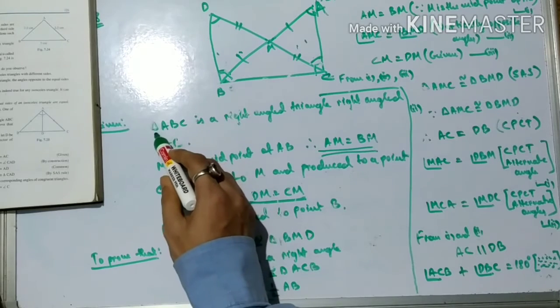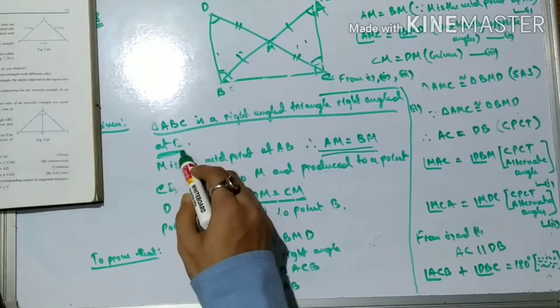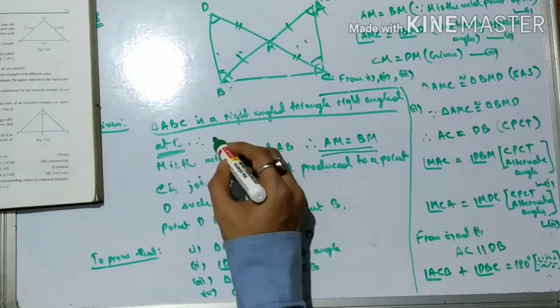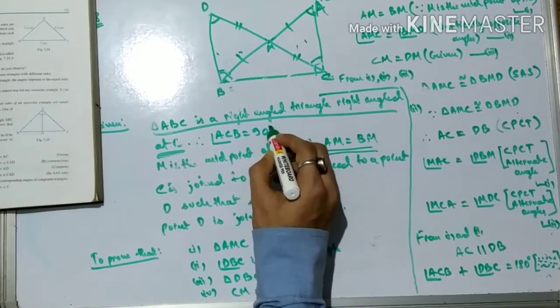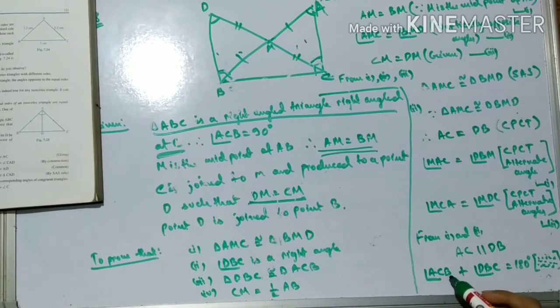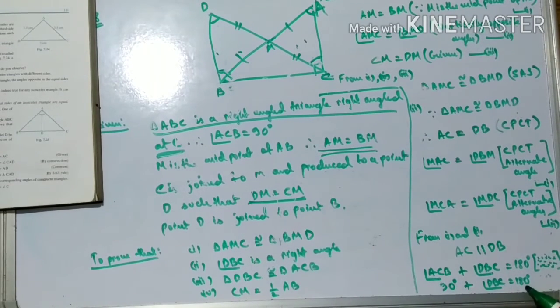Triangle ABC is a right angle triangle, right angled at C. Understand? So therefore I can say that angle ACB equals 90 degrees. Already it is given. In place of ACB, what can I write? I can write 90 degrees plus angle DBC equals 180 degrees.